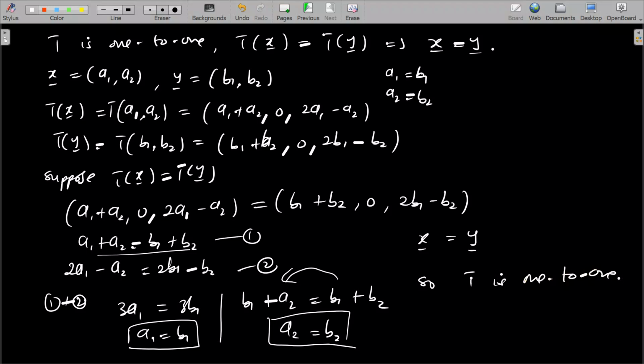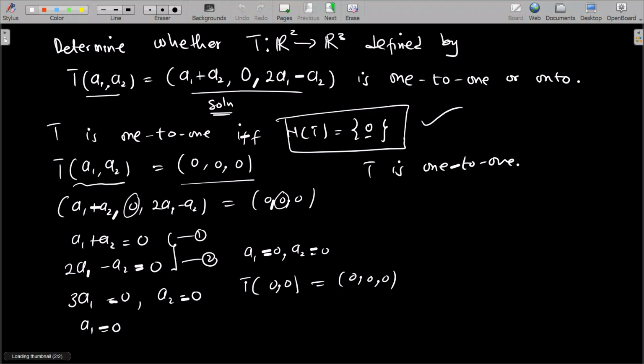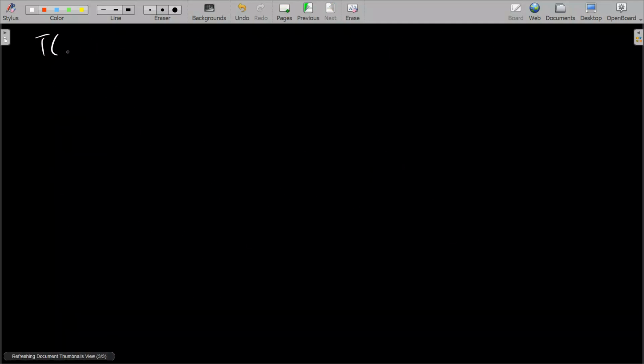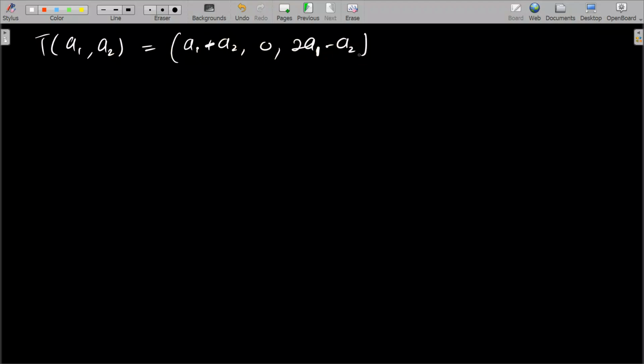Right. Now the other part that we are supposed to show is whether T is onto or not. Now the transformation T is defined to be T of a1 comma a2. That is a two-dimensional vector gives us a1 plus a2, 0, 2a1 minus a2, right? So that's the definition of this transformation.